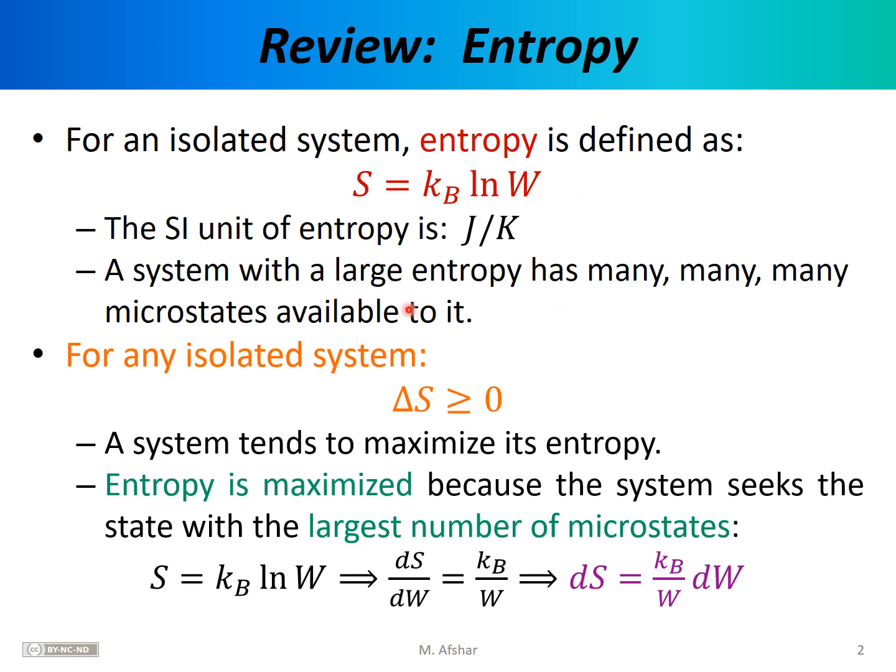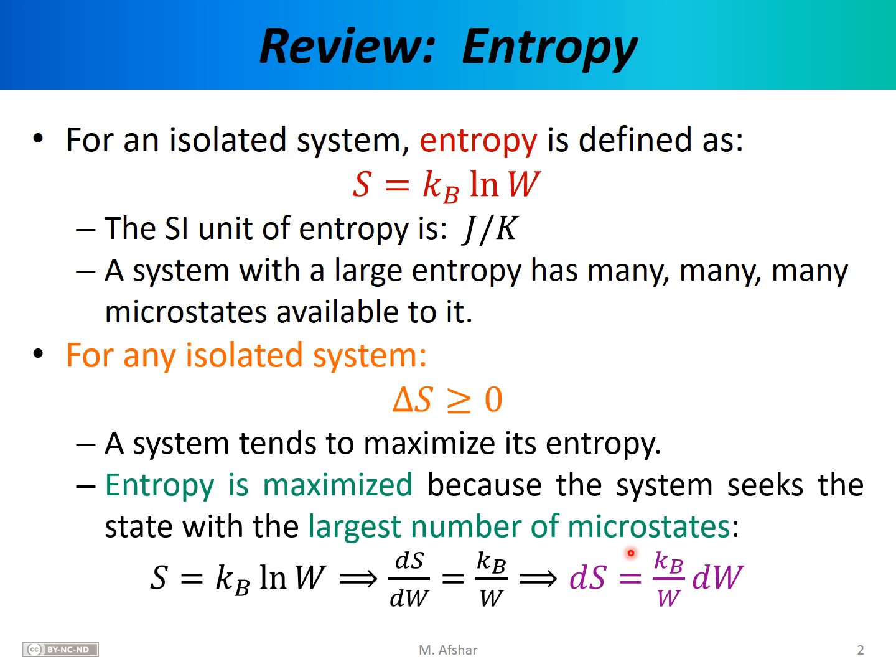The second law of thermodynamics can be stated in terms of entropy. It essentially states that for an isolated system, the change in entropy must be greater than or equal to 0. This is often interpreted as saying that a system tends to maximize its entropy. Entropy is maximized because the system seeks the state with the largest number of microstates. The largest number of microstates is the macrostate that is most likely, so the system naturally tends towards a state that corresponds to the largest number of microstates.